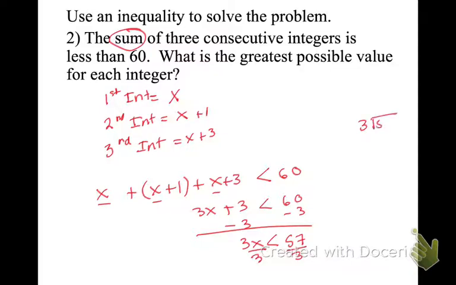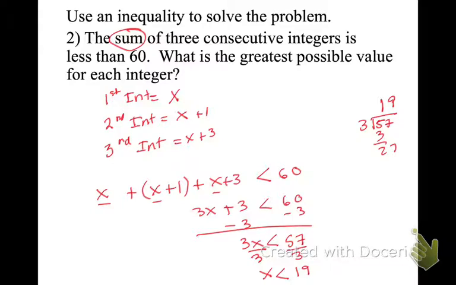3 into 57. Now this is going to be important. It goes once, goes 9 times. So x has to be less than 19. Okay, the sum of 3 consecutive integers is less than 60. What is the greatest possible value for each integer?